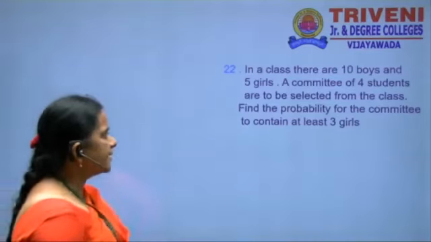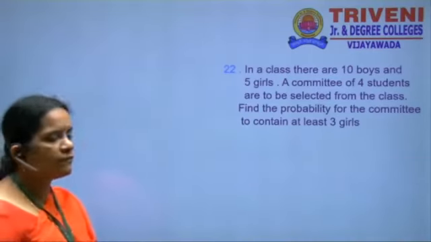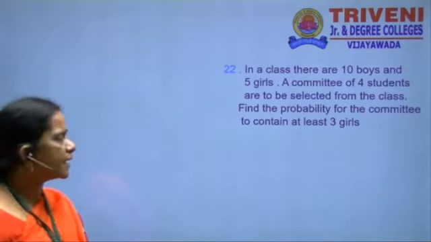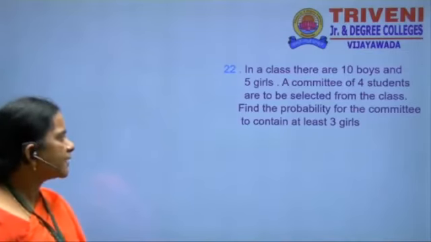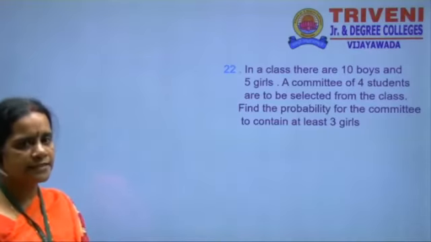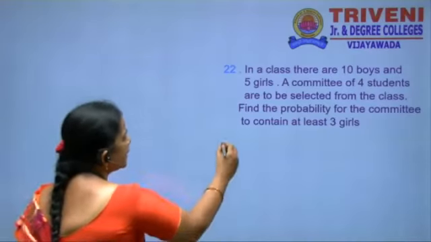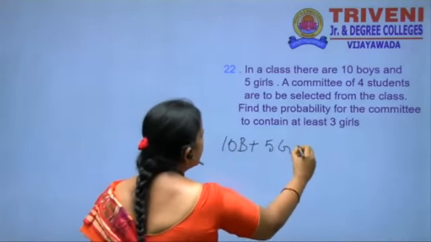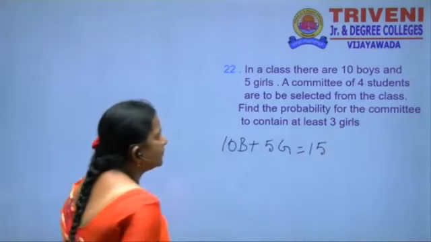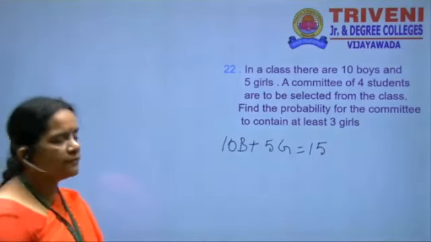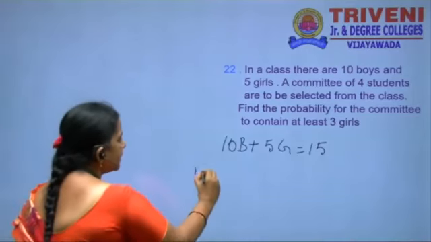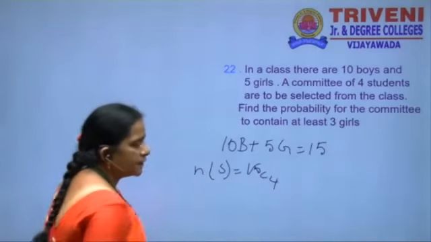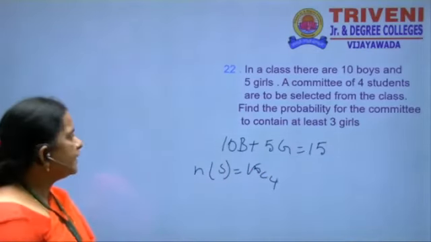In a class, there are 10 boys and 5 girls. A committee of 4 students is to be selected from the class. Find the probability for the committee to contain at least 3 girls. The total number of students is 10 boys and 5 girls. Total is 15. Out of these 15, we have to select a committee of 4 students. That is, n of S is equal to 15C4.